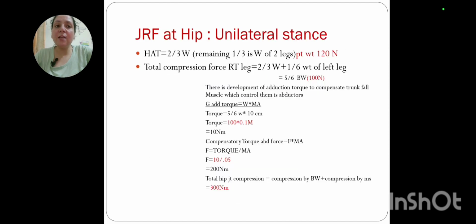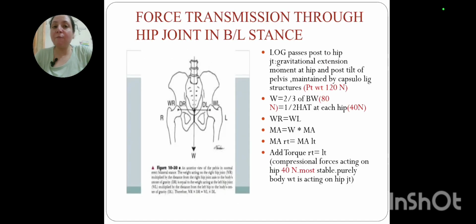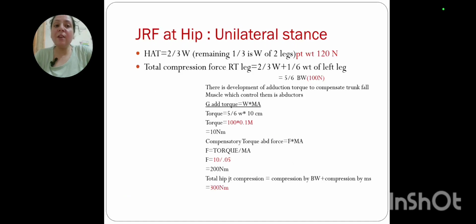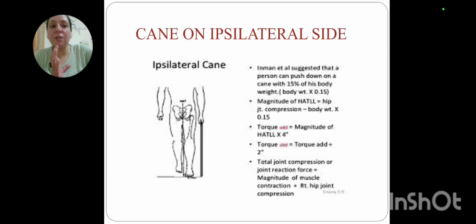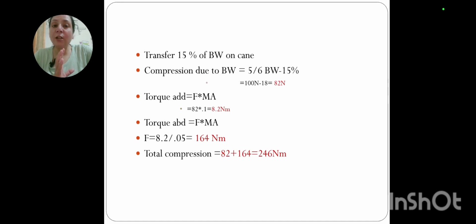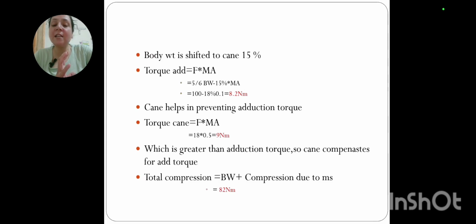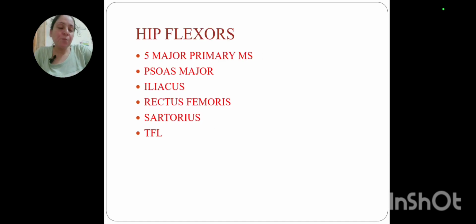So if we revise all this, you can see that in bilateral stance there were 40 Newton acting on the hip. In unilateral stance, 300 Newton meter force is acting. In leaning towards the same side, 150 Newton force was acting. With the cane on the ipsilateral side, 246 hip joint compression force is acting. On the contralateral side, 82 Newton force is acting. So you can now say the reason why we give a cane on the contralateral side, not on the ipsilateral side.